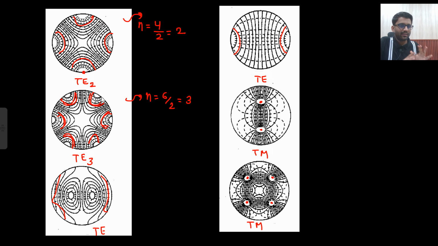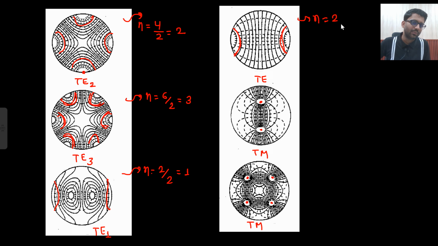P value also I will tell, but wait a minute. Here, how many half cycles can I see? Only on the boundary I need to check. You will not say, sir, this is a half cycle or full cycle. No, only on the boundary. So this is one half cycle and this is another half cycle. If you see this diagram carefully, this is also one half cycle. So there are 2 half cycles. So one full cycle is there. So TE1. What about this one? One half cycle and one half cycle. So 2 half cycles, 2 by 2, one full cycle is there.